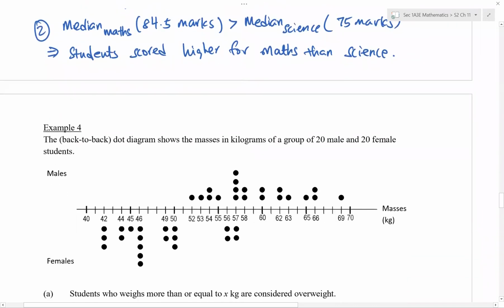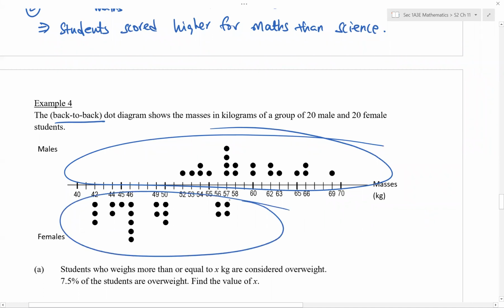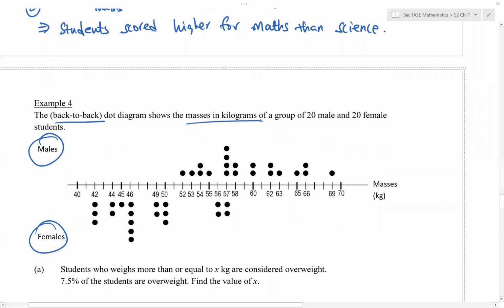Let's move on to example number 4. This time we have a back-to-back dot diagram. So we see that there's a bunch of dots on top, and then we have a separate bunch of dots at the bottom. It is our way of trying to combine two dot diagrams into one single diagram. So it is separated top and bottom. The top will be for the males, bottom will be for females. And they show the masses in kilograms.